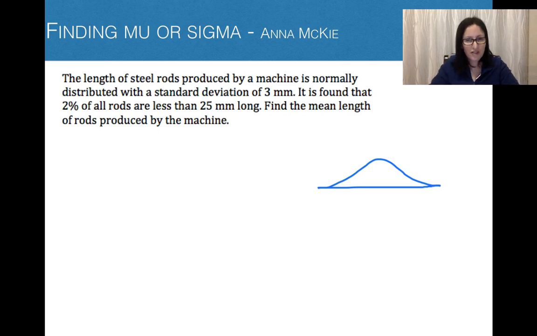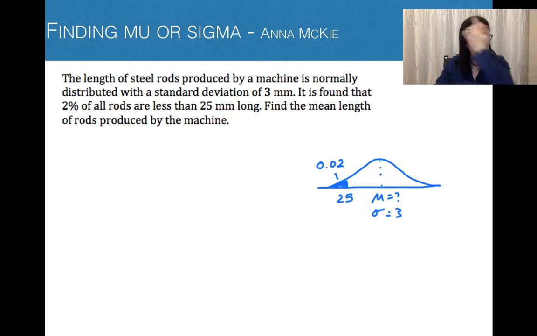So put on any information that you know. The mean, you don't know, question mark. The standard deviation, you could put it next to the mean there, you do know is 3. What other pieces of information? 2% of all rods are less than 25. So less than, that means off to the left-hand side. Just draw yourself a small little section there. 2%, so 0.02, will be in that area. And the end point then is 25. So that's what we know here.